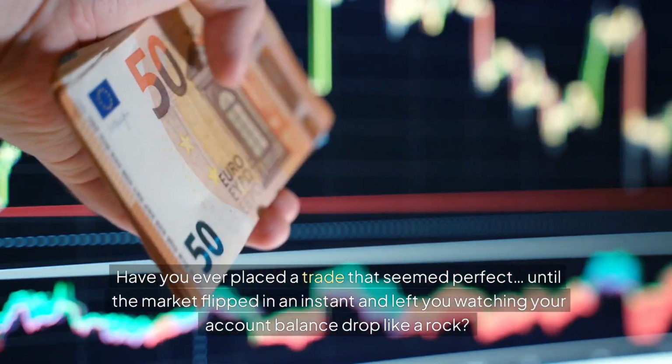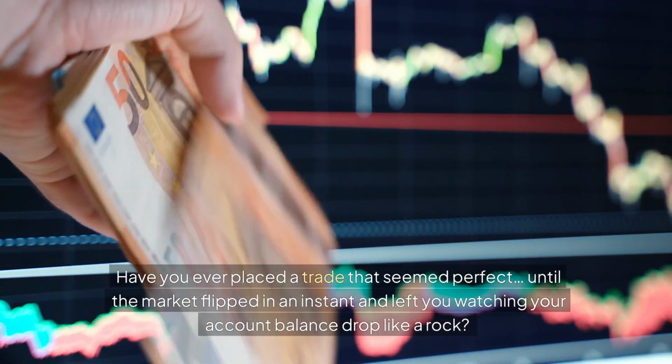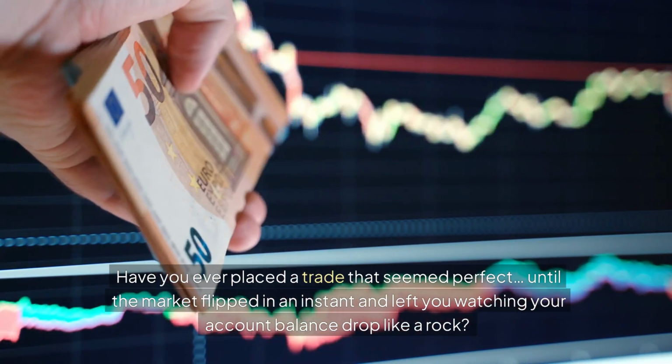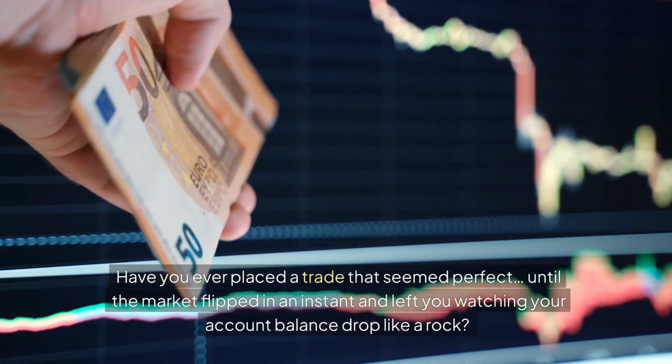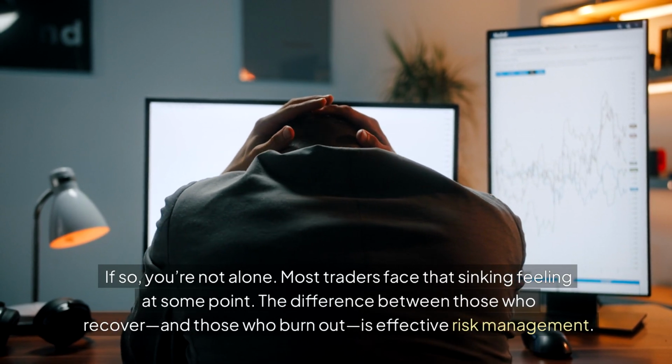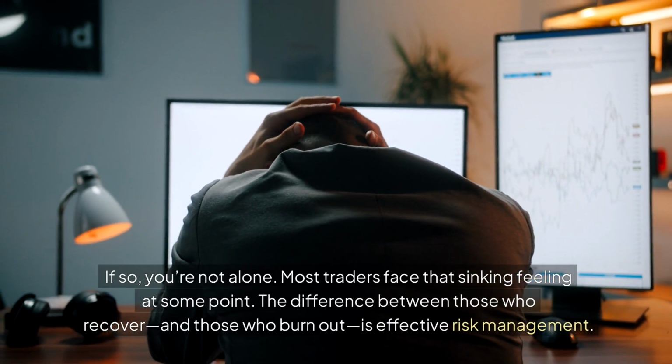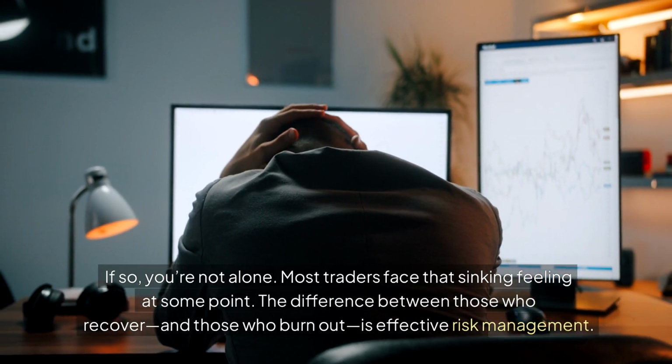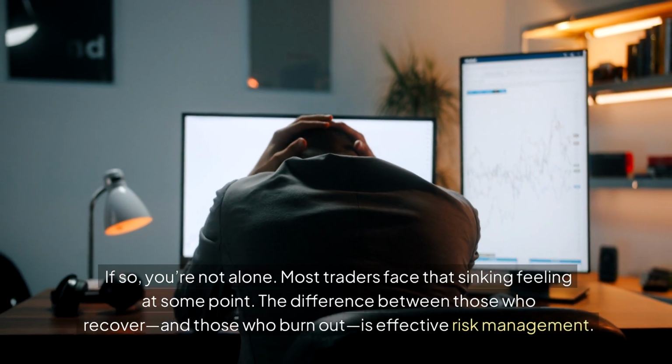Have you ever placed a trade that seemed perfect until the market flipped in an instant and left you watching your account balance drop like a rock? If so, you're not alone. Most traders face that sinking feeling at some point. The difference between those who recover and those who burn out is effective risk management.